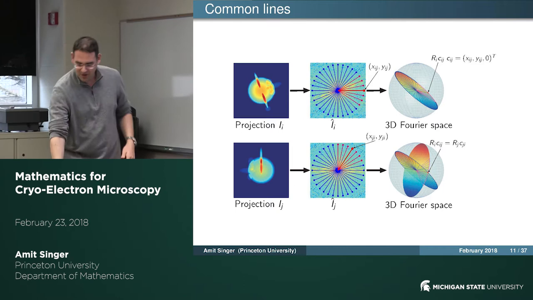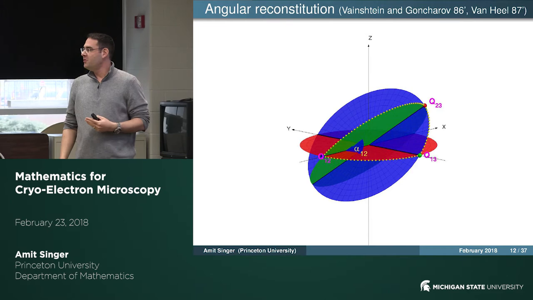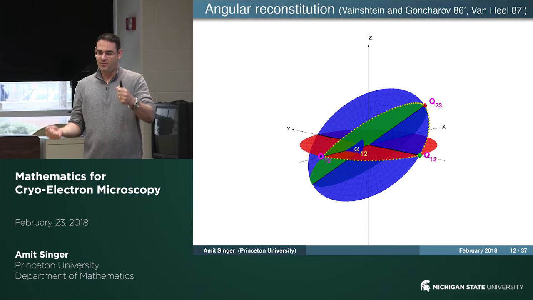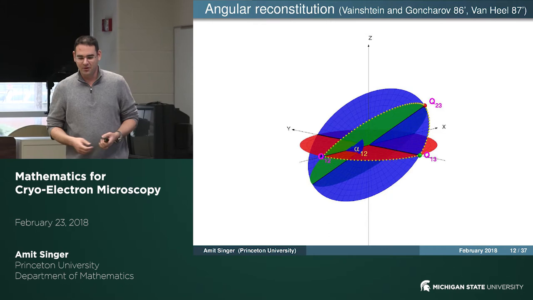Okay, so this brings us to the mid-80s. This was discovered more or less independently in the East and in the West. And the algorithm is called angular reconstitution. So the three pairs of common lines between the images uniquely determine the relative orientation. Well, you can still globally rotate the molecule, of course. But there is also another issue of handedness or chirality that would remain undetermined. And with single particle cryo-EM, you can never get the handedness.